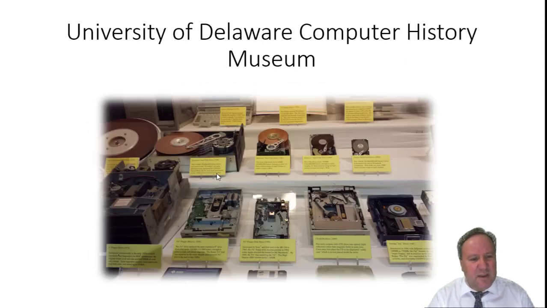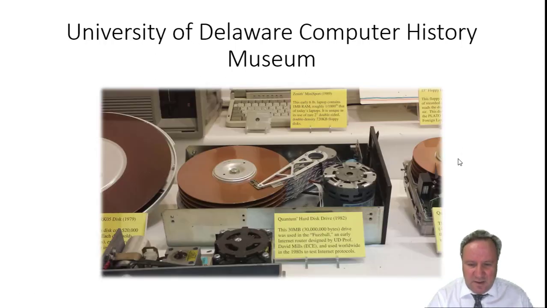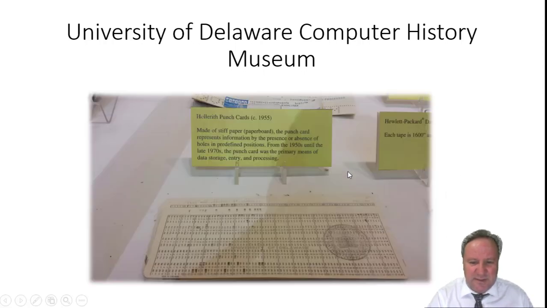So here are some pictures from the University of Delaware Computer History Museum. These show you different hard drives. Look at those hard drives. In the old days they were so big, and over time the sizes got smaller, but the storage space got higher, and their speeds also got higher. You can see this is 1982, just to give you some example.